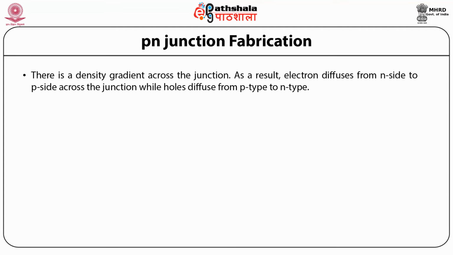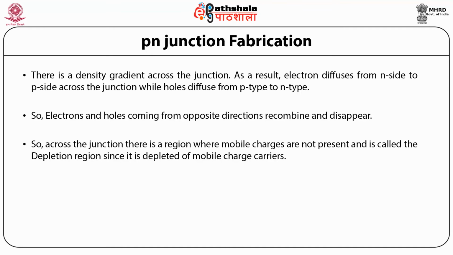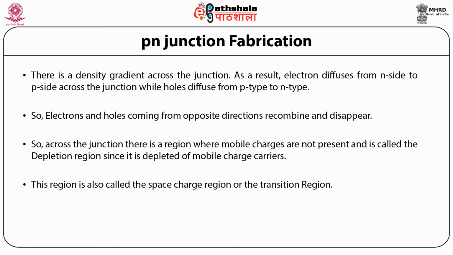So there is a density gradient across the junction. As a result, electrons diffuse from the n side to the p side across the junction, while holes diffuse from p type to n type. So electrons and holes coming from opposite directions recombine and disappear. So across the junction, there is a region where mobile charges are not present, and it is called the depletion region, since it is depleted of mobile charge carriers. This is also called the space charge region or transition region.